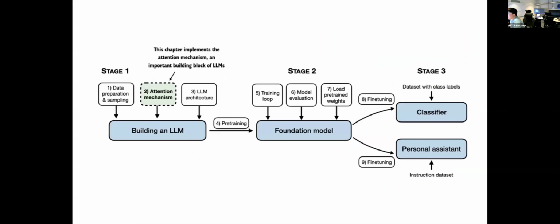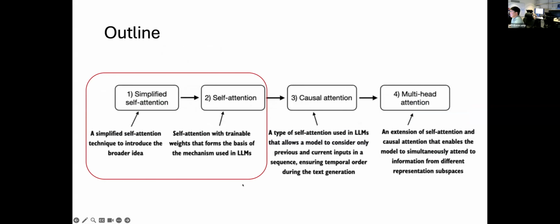So this is the overview of the book. We are here at the attention mechanism, which is an important building block of large language models. Today we are going to discuss coding a simplified self-attention mechanism, and then we will add trainable weights to the simple attention mechanism. We'll leave the rest of the topics to next time.